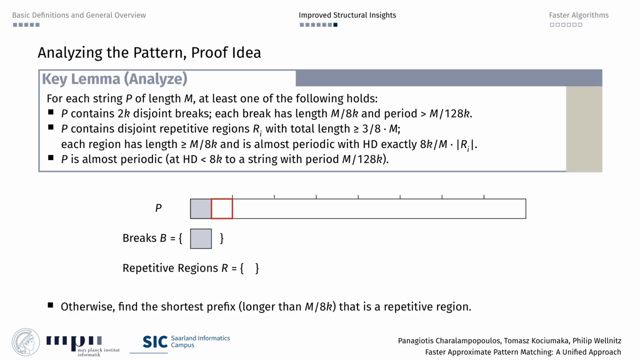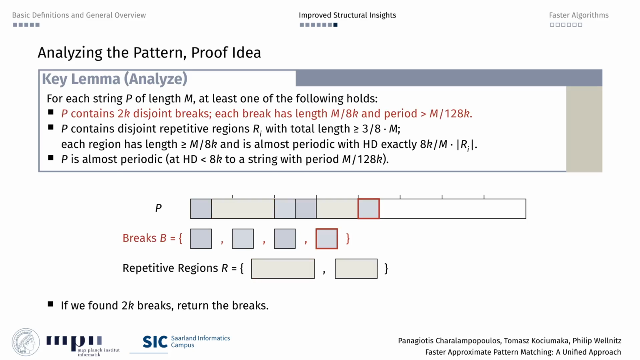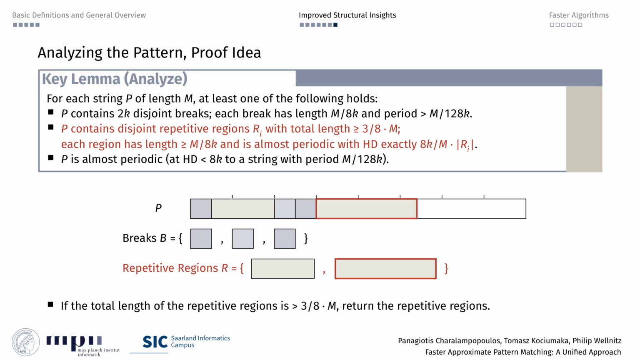Otherwise, such a fragment of unprocessed characters has a small period. We then take the shortest prefix of the unprocessed part of P longer than m by 8k that is a repetitive region, and add this repetitive region to the set of repetitive regions. If at some point we found the 2kth break, we are done and return the set of breaks. If the repetitive regions found so far cover a constant fraction of P, we are also done and return the set of repetitive regions.